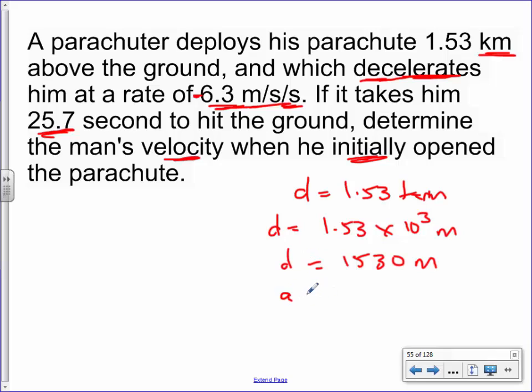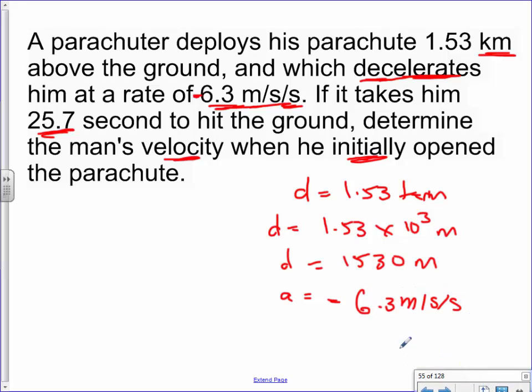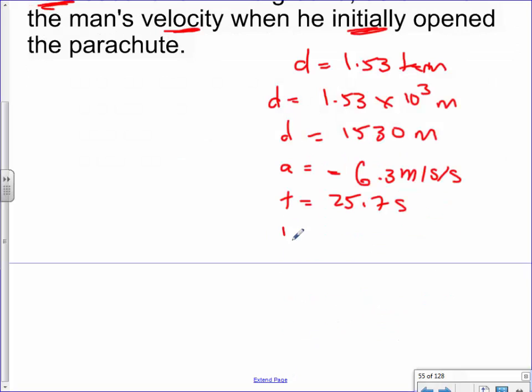We also know an acceleration. Technically, it's not an acceleration, it's actually a deceleration, which is good because I don't know about you, but when I'm free falling with the parachute, I'd like to start slowing down, please. Otherwise, I keep speeding up and I go splat, right? So make sure we use a negative number, negative 6.3 meters over seconds. Time, 25.7 seconds. We're looking for a velocity initial.